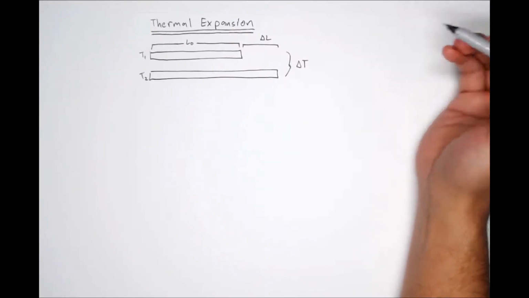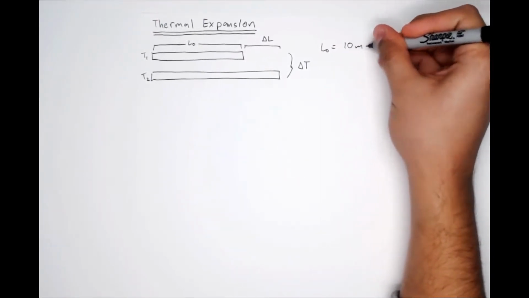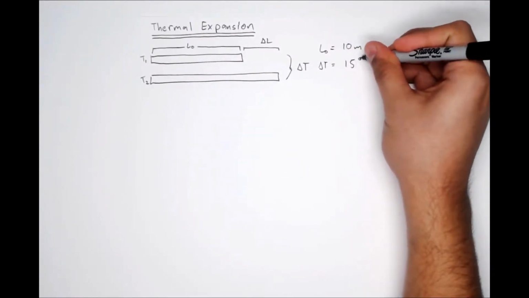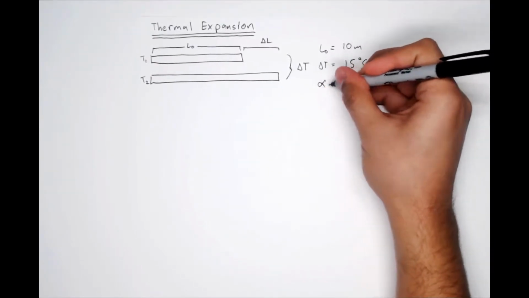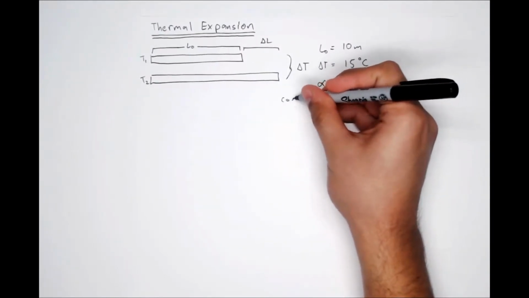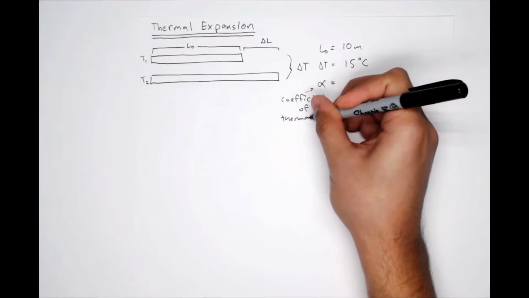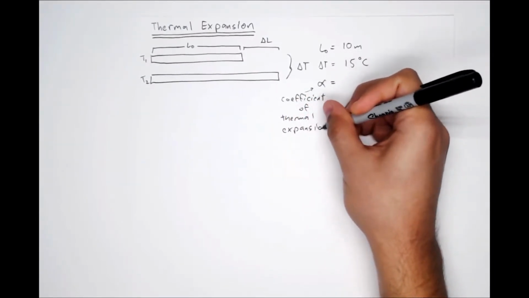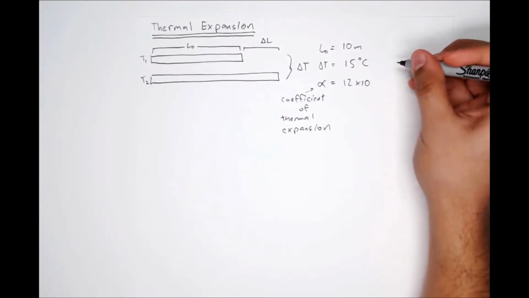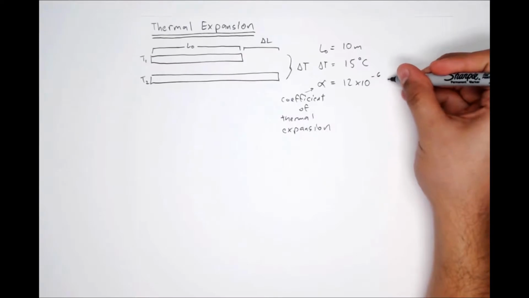Okay, so we can put in some given information that we have. We have the initial length of the beam as 10 meters. We have the change in temperature as 15 degrees Celsius. And then we have the property of this beam that controls the effect, called the coefficient of thermal expansion. That's a long one. And that's the Greek letter alpha, by the way. This is going to be 12 times 10 to the minus 6, and it has no unit in this case besides inverse Celsius.